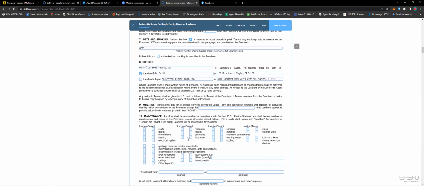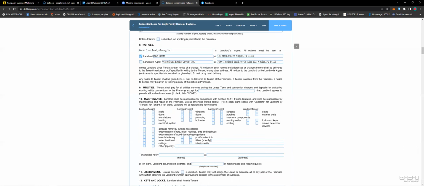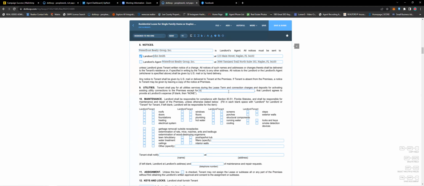Okay. Next, it goes on to say utilities. Tenant shall pay for all utility services during the lease term and connection charges for activating them, except for whatever that is. You can put that there. The landlord agrees to provide at landlord's expense. If blank, then none.